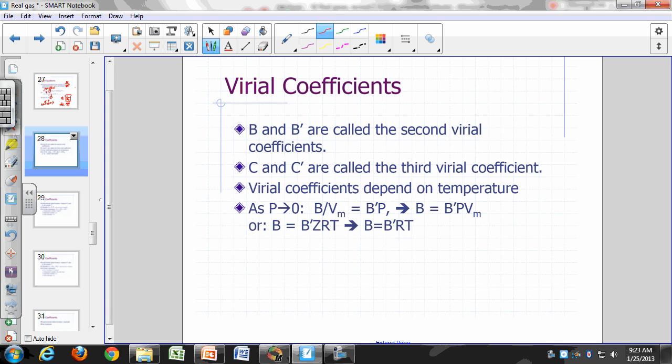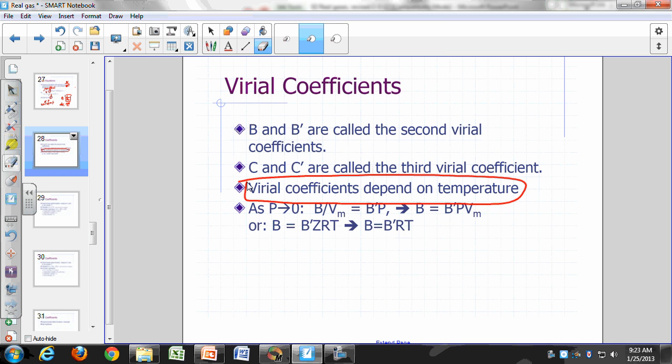C and C prime are called the third virial coefficients. And these virial coefficients depend on the temperature, so it depends on what particular isotherm you're dealing with. Generally you would see these values tabulated as a function of temperature. You might find the equation for B for a particular gas expressed as a polynomial in terms of T.